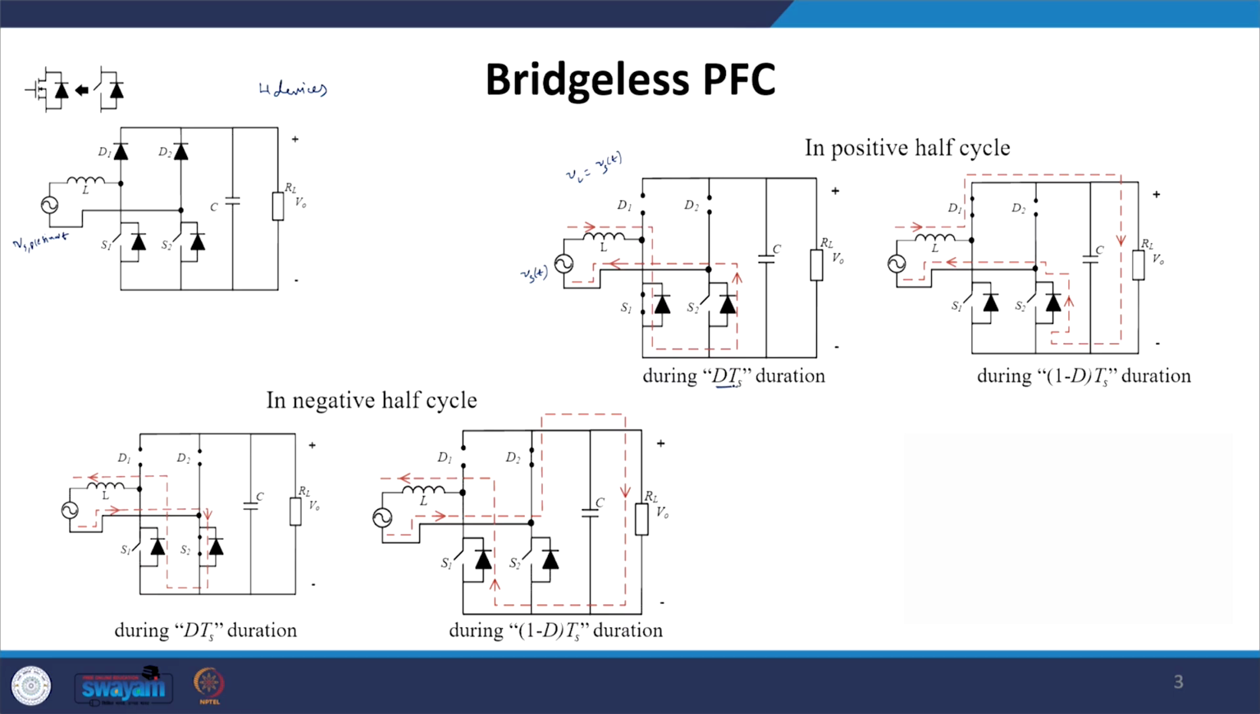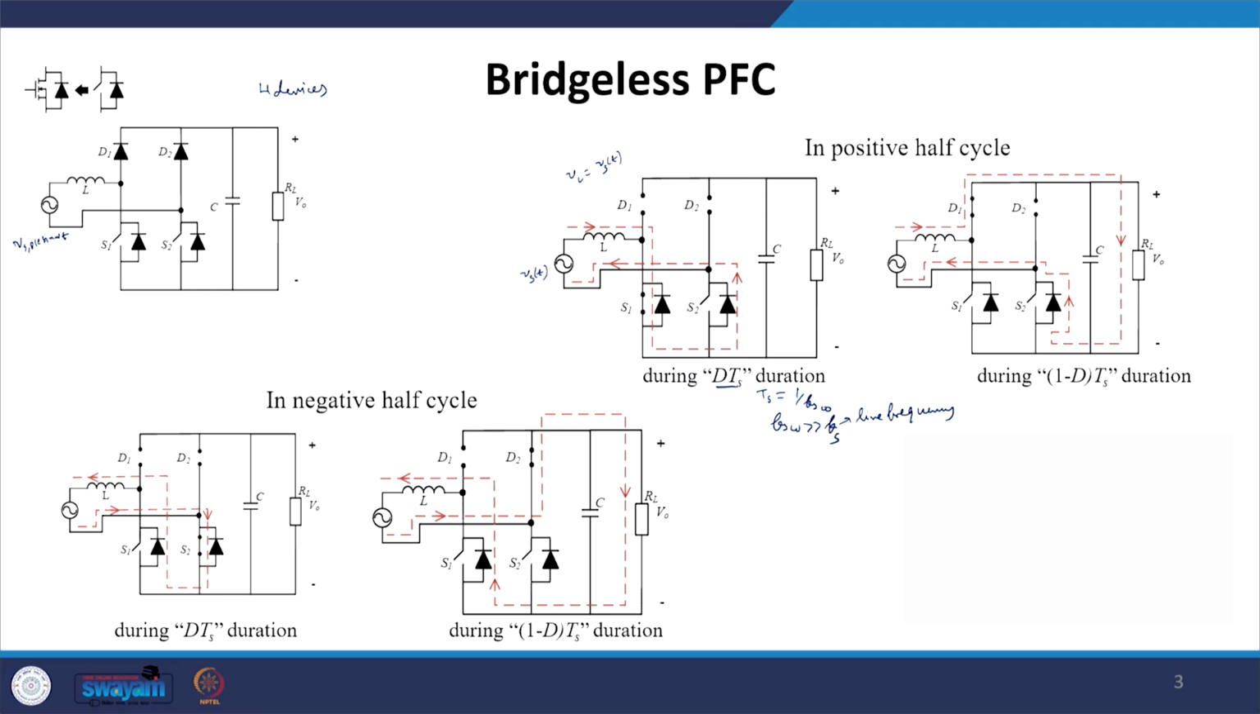So in the DTs duration, where D is the duty ratio and DTs is the period when the switch S1 is on in the switching cycle sense. Here we have taken Ts, where Ts corresponds to 1 by Fsw, and we know that Fsw is very much greater than Fs, where Fs is the line frequency, as we have already taken into consideration. So in the switching cycle sense, S1 turns on for DTs period, and that is when the current is flowing in this manner.